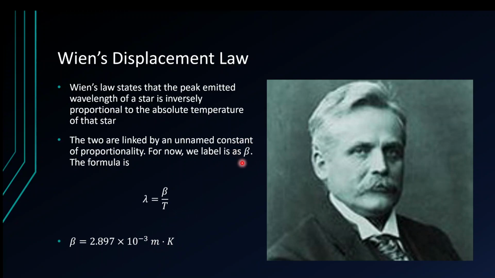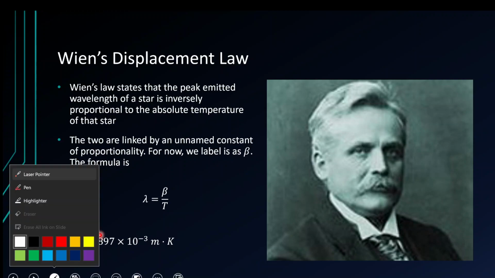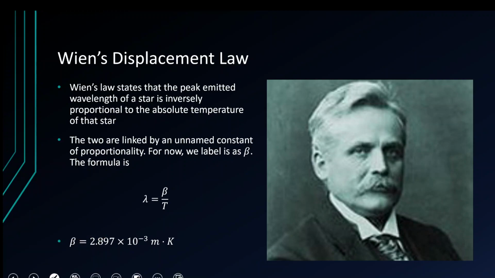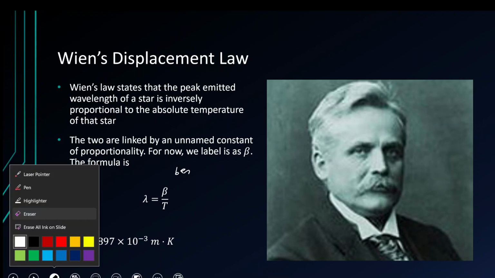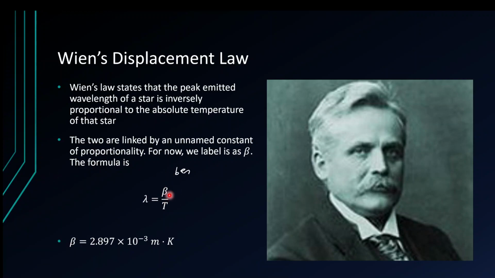This beta constant doesn't actually have a name. When I was first learning this, I tended to call it Ben, because it's funny giving letters names, and I tried to think of a funny name for beta, so I just called it Ben. B for Ben, beta for Ben.